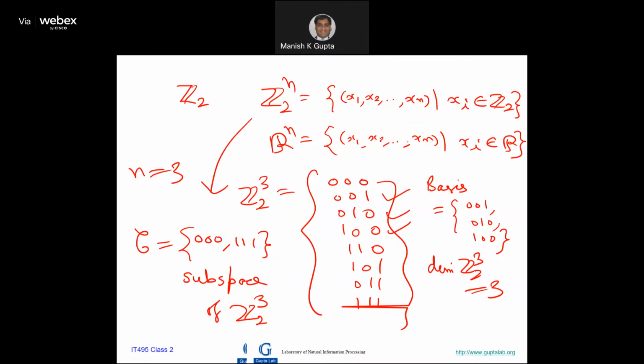Now, this was all about n equal to 3. One may ask a general question: if there is an n-dimensional vector space over a finite field, suppose we are looking at how many k-dimensional subspaces are possible.